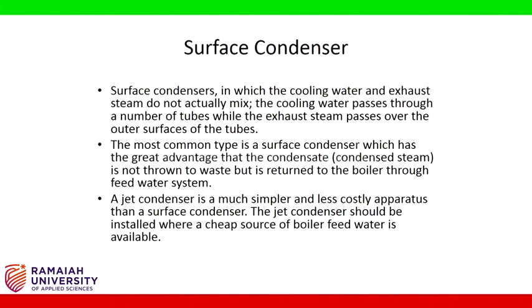Surface condensers, in which the cooling water and exhaust steam do not actually mix. The cooling water passes through a number of tubes while the exhaust steam passes over the outer surfaces of the tubes. The most common type is a surface condenser, which has the great advantage that the condensed steam is not thrown to waste but is returned to the boiler through the feed water system. A jet condenser is a much simpler and less costly apparatus than a surface condenser. The jet condenser should be installed where a cheap source of boiler feed water is available.